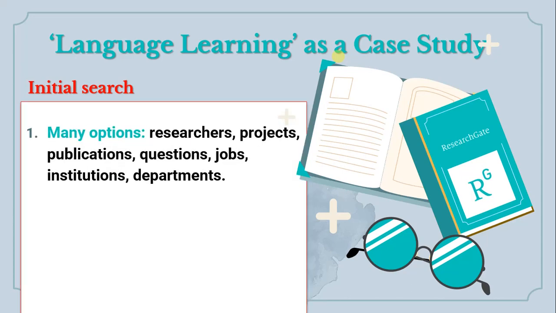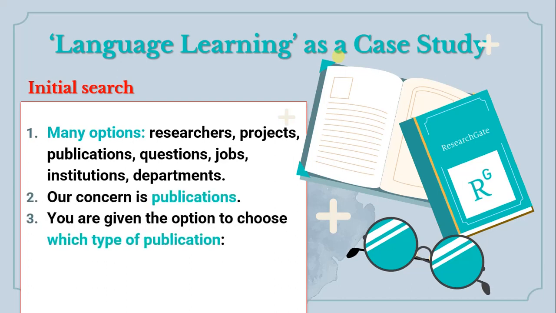So let's start with the initial search. Now, what's very good about ResearchGate is that it gives you many options. You can search for researchers and follow them, or projects, publications, even questions and answers. ResearchGate provides questions. You can ask a question and then it answers. Jobs as well. If you're looking for job opportunities in the world of academia, you can find them here. Institutions, and of course departments, but our main concern is publications, and that's what we will deal with today.